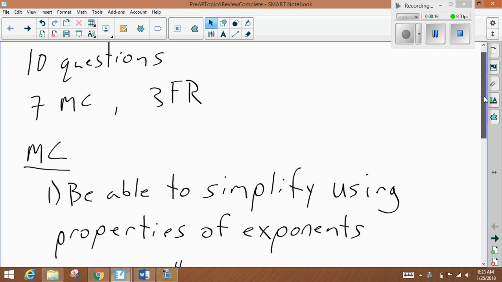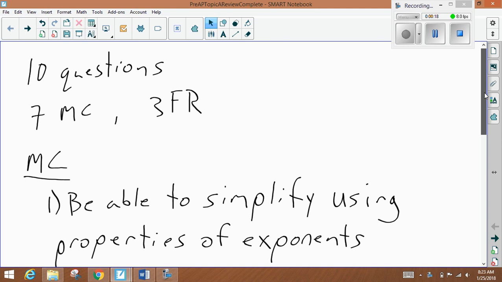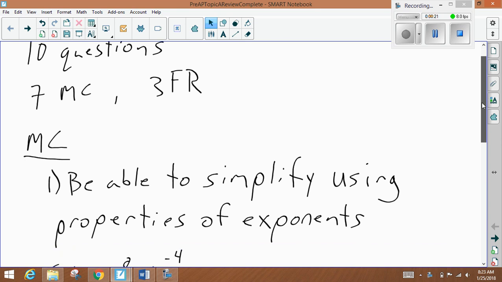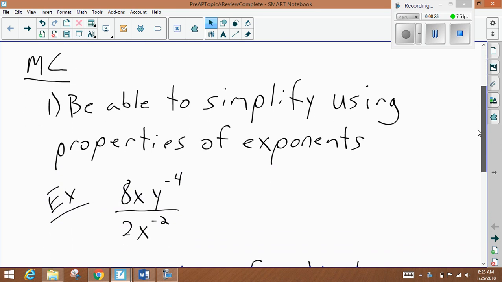Okay. So there are going to be 10 questions on it. 7 of them are multiple choice. 3 of them are free response. For your multiple choice section, you should be able to simplify using properties of exponents.